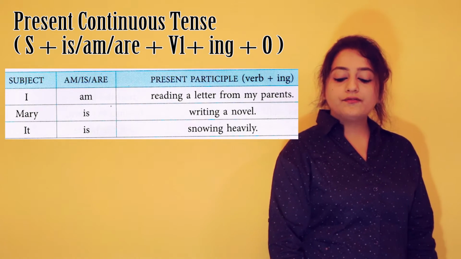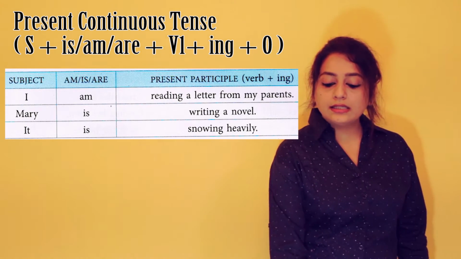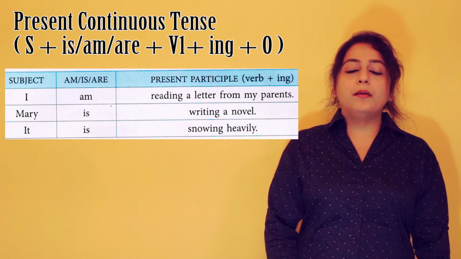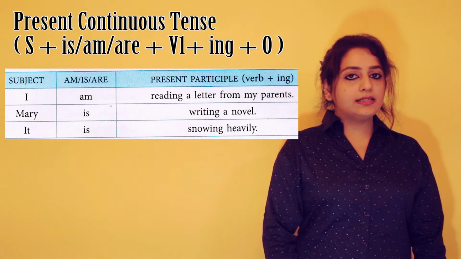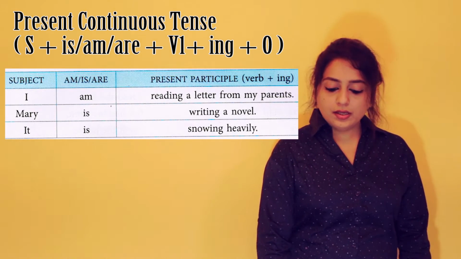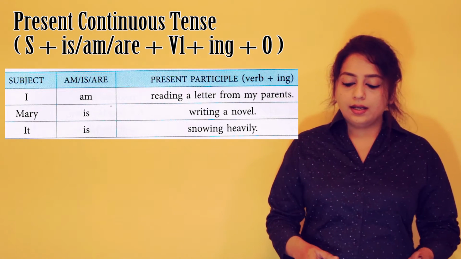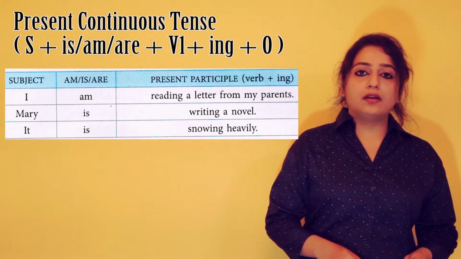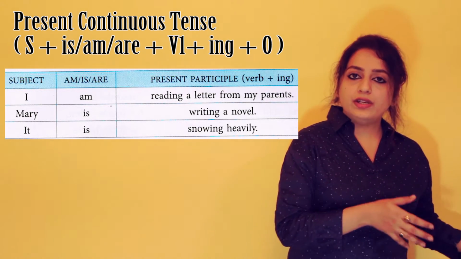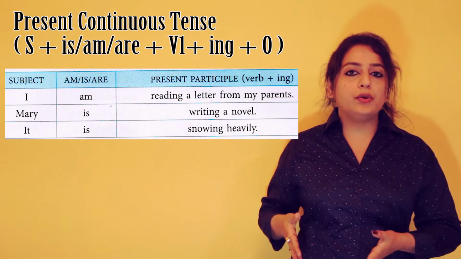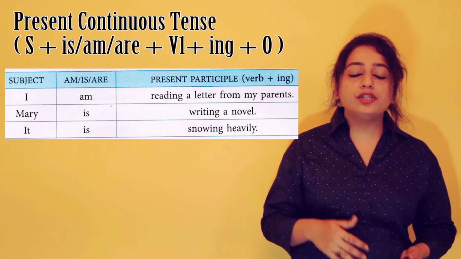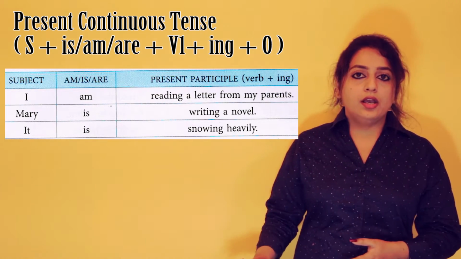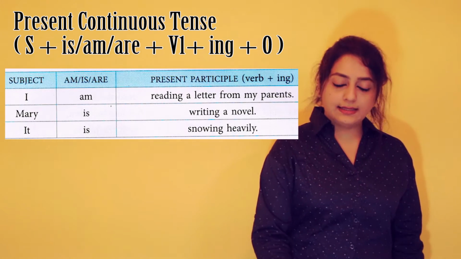So the structure of present continuous tense is subject plus is, am, are plus V1 plus ing plus object. So, I am reading a letter from my parents. Means I have started reading a letter which is still continuing and no one knows, even I don't know, till when I'll read it. So we will move on to the next tense.